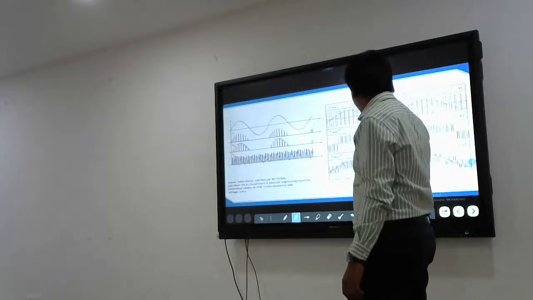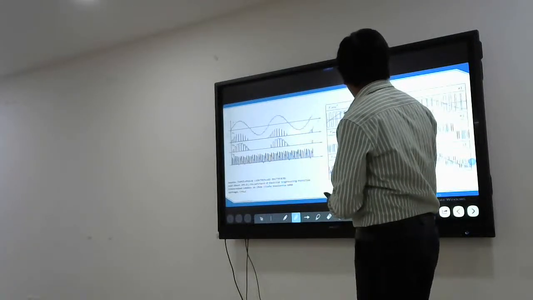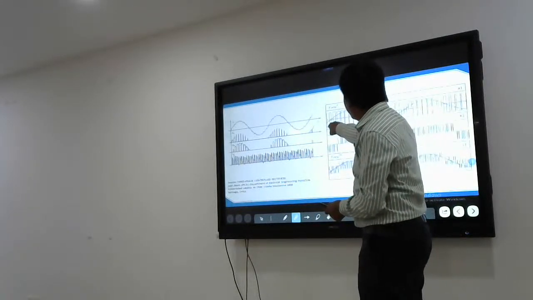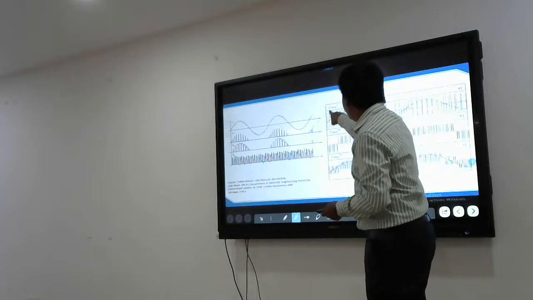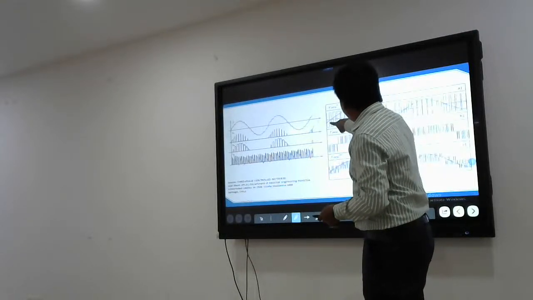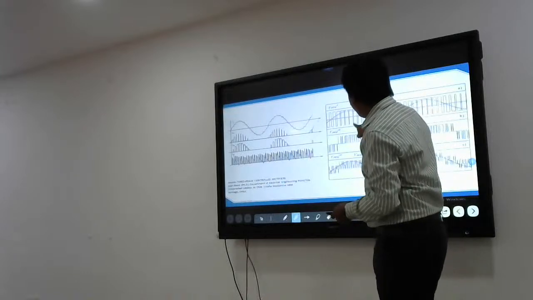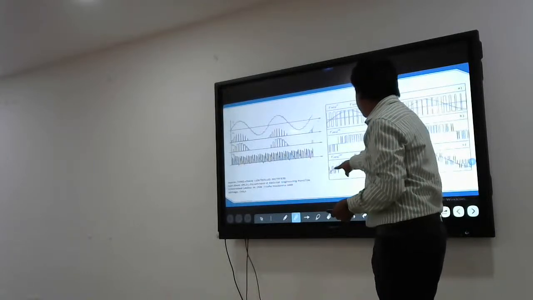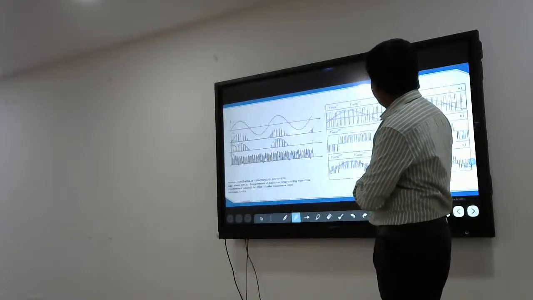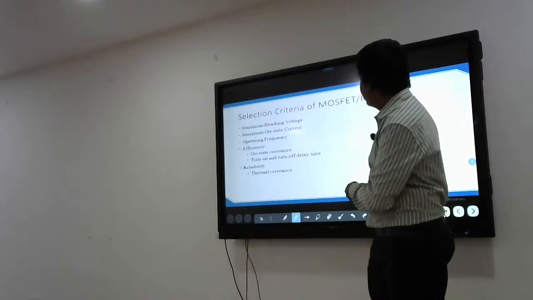This is a set of typical waveforms for you to understand. For example, here the pole voltage is shown, the fundamental of the pole voltage is shown here, and this is the line-to-line voltage between A and B. This is just an example to show you what the waveforms look like.